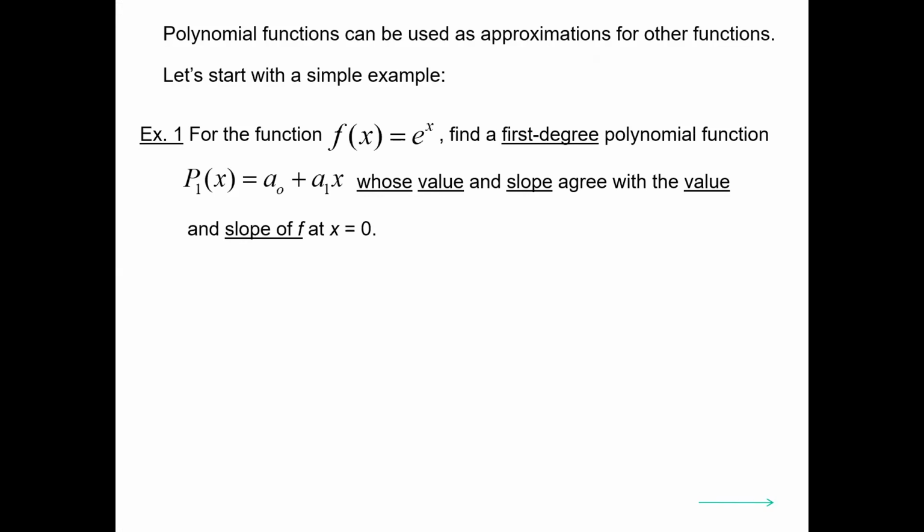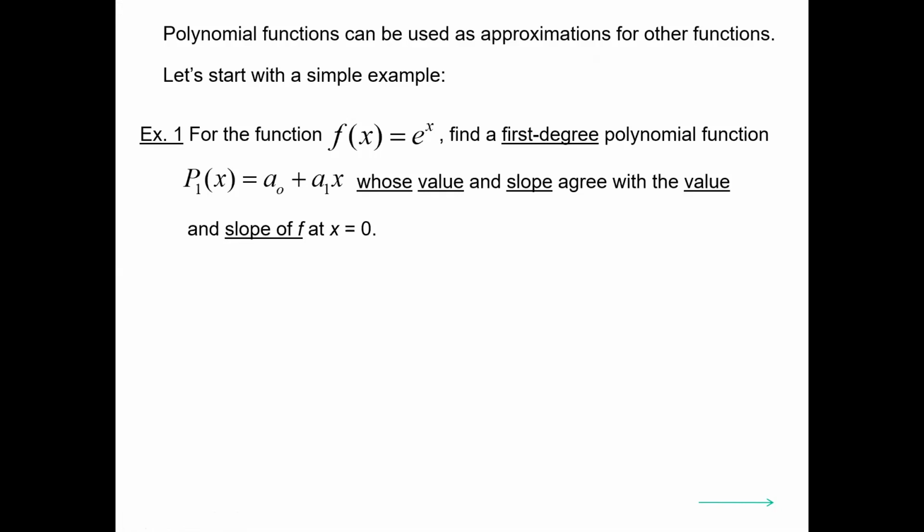A first-degree polynomial function in the format p sub 1 of x equals a naught plus a sub 1 times x. You don't have to remember all the notation here, but basically what I want you to see is that this is the equation of a line. This is a linear function. A first-degree polynomial would be a polynomial with degree 1. That would just be the equation of a line.